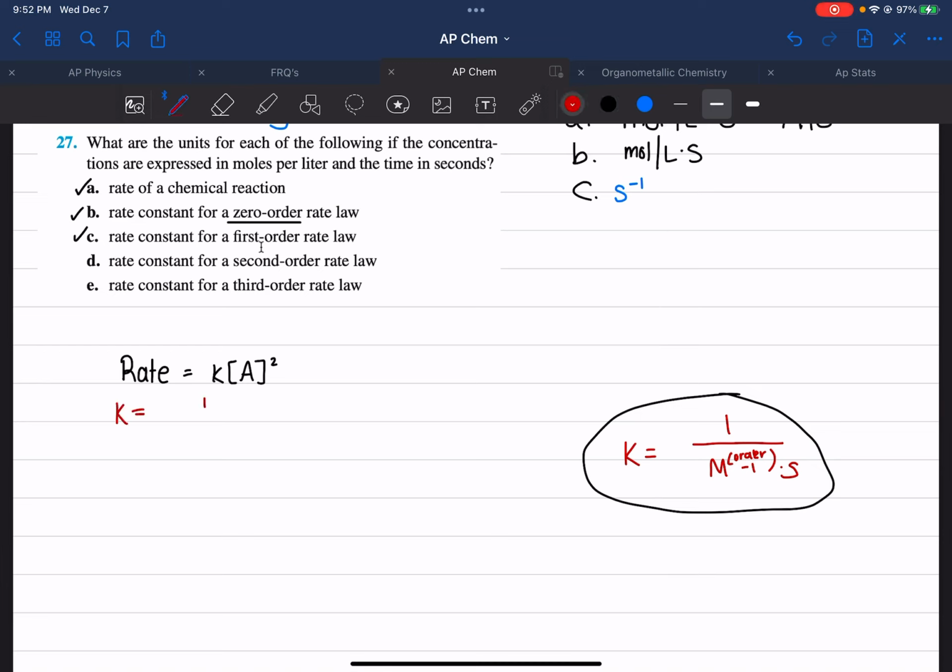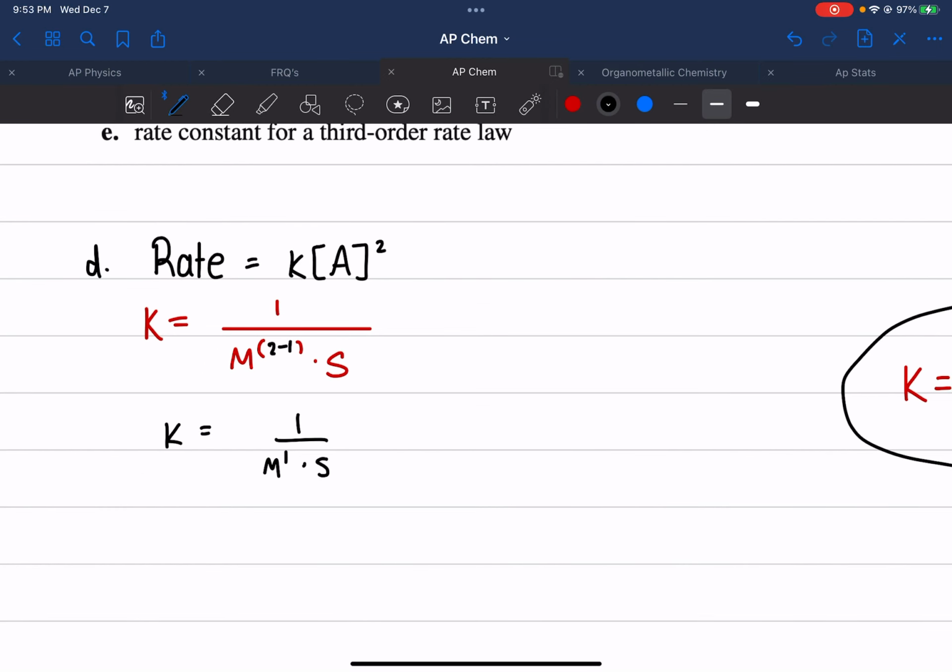K equals 1 over our molarity to the order minus 1, times second. We said that it's a second order, so 2 minus 1, times second. So that means that K is equal to 1 over molarity to the power of 1 times second, or just molarity. You do not need to put, obviously, to the power of 1. Now, molarity to the power of 1 on the bottom is the same as M to the negative 1, s to the negative 1, right? We all know this.